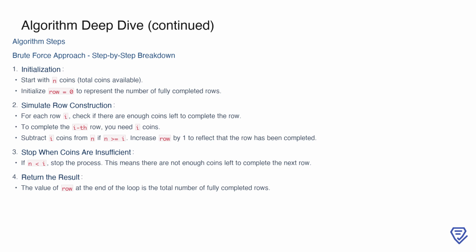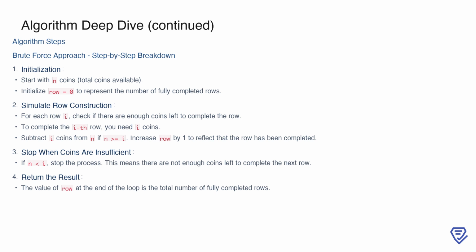First, we initialize the total number of coins, n, and set row equals 0 to track the number of fully completed rows. Then, for each row i, we check if there are enough coins remaining to complete the row. Completing the ith row requires exactly i coins. If there are enough coins, we subtract i from n and increment the row counter. This process continues until the remaining coins are insufficient to complete the next row.